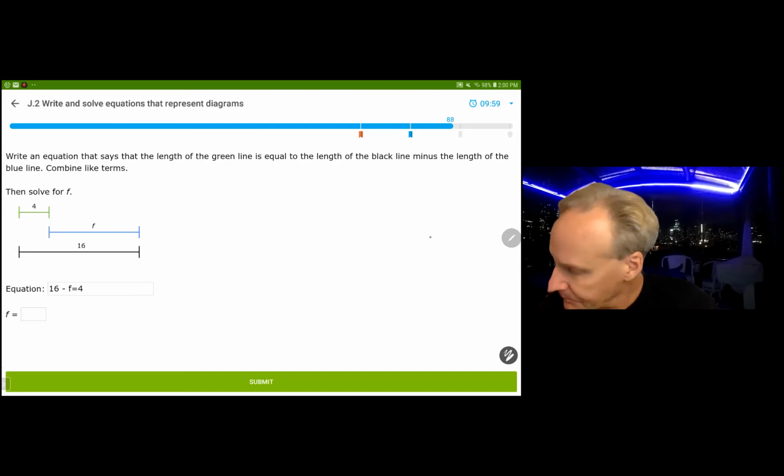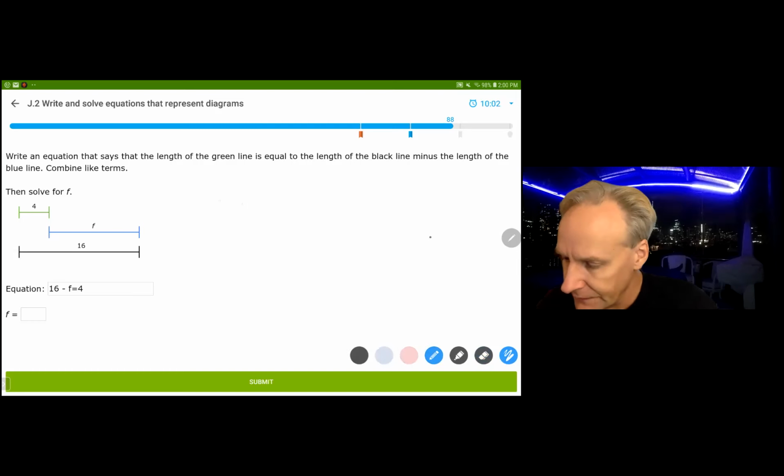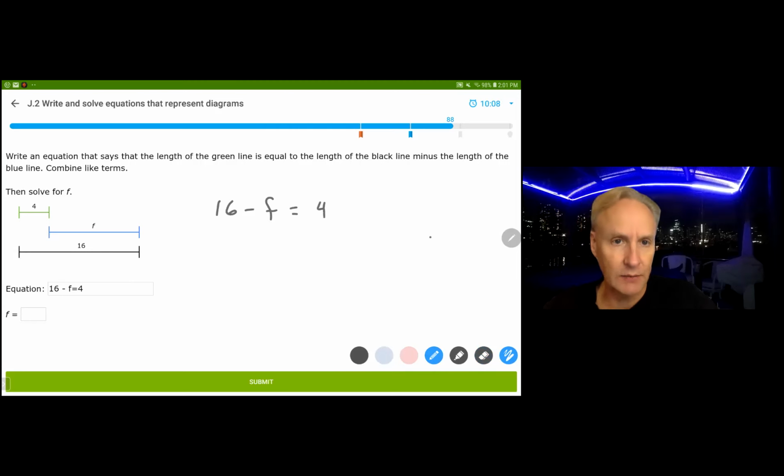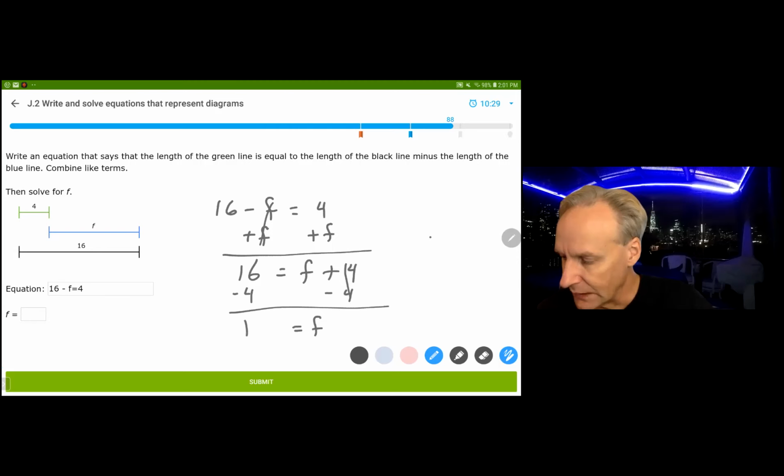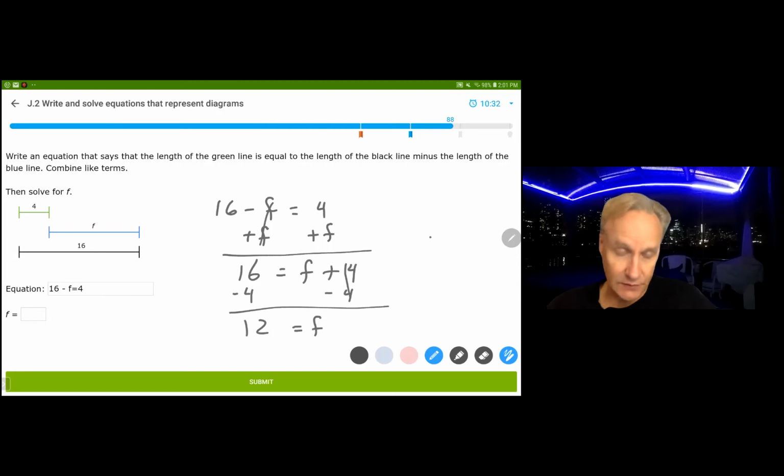They should have written their equation, 16 minus f equals 4. And there's two ways of handling this problem. You could add f to both sides and then subtract the 4. So that's perfectly acceptable. Add the f, and you get 16 is equal to f plus 4, and then subtract the 4, and we get the 12. Perfectly acceptable. That's okay.